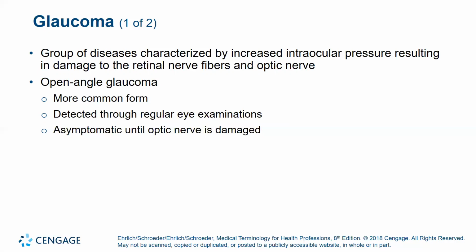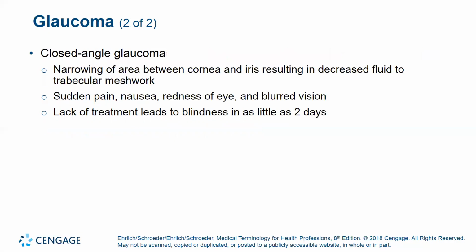So we have open angle glaucoma. This is more common form, detected through regular eye examinations. And then we have closed angle glaucoma. This is narrowing of area between the cornea and iris. Results in decreased fluid to the trabecular meshwork. This is sudden pain, nausea, redness of eye, and blurred vision. Again, lack of treatment leads to blindness in as little as 2 days. Closed angle glaucoma.